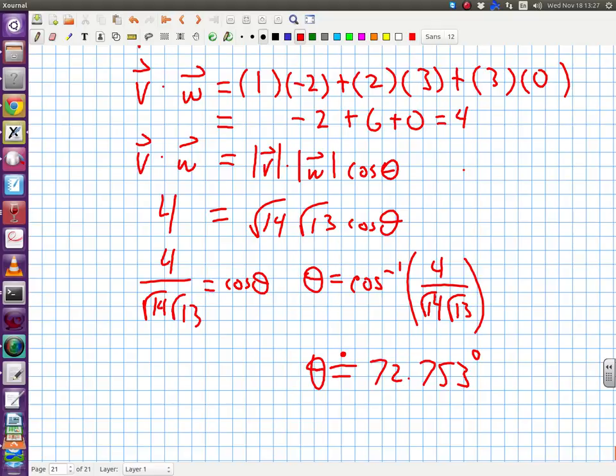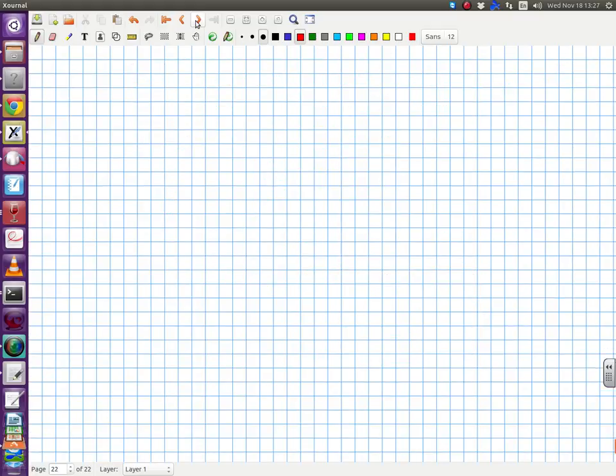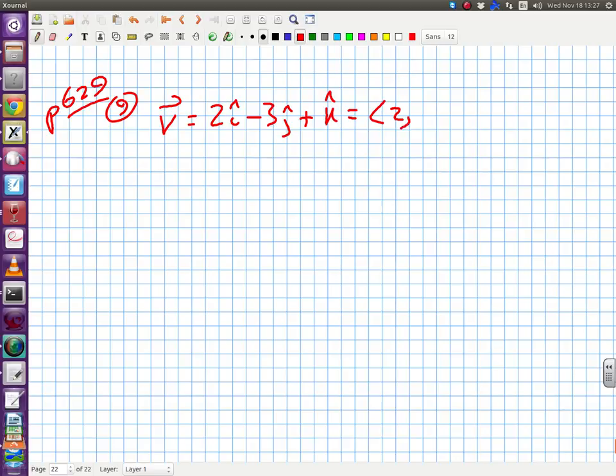Here's what's new. How do you do a dot product? I'm sorry, cross product. And what does that mean? Okay, here we go. Number 9 on page 629 says, all right, V is 2 in the I direction minus 3 in the J direction plus 1 in the K direction. In other words, delta X is 2, delta Y is negative 3, and delta Z is 1.